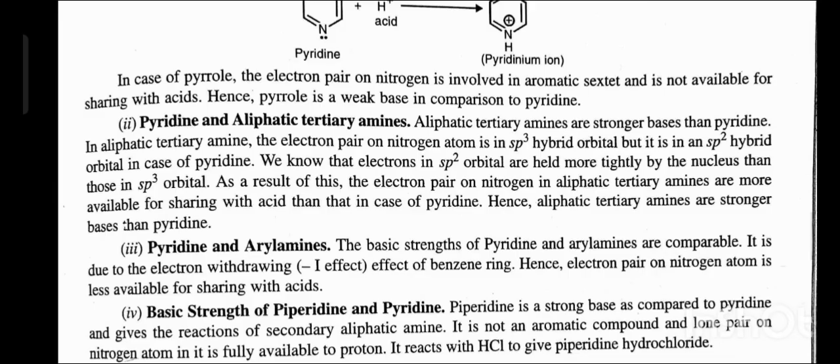Second, pyridine and aliphatic tertiary amines. Aliphatic tertiary amines are stronger bases than pyridine. In aliphatic tertiary amines, the electron pair on the nitrogen atom is in an sp3 hybridized orbital, but it is in an sp2 hybridized orbital in the case of pyridine. We know that electrons in an sp2 orbital are held more tightly by the nucleus than those of an sp3 orbital. As a result, the electron pair on nitrogen in aliphatic amines is more available for sharing with acid than in the case of pyridine. Hence, aliphatic tertiary amines are stronger bases than pyridine.